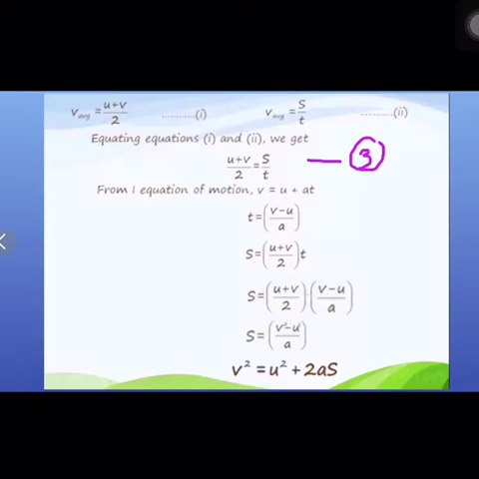Now after this, see from the first equation of motion, we know that v is equal to u plus at. From here, you just find out the value of t. What you have to do, take u on the left hand side, so this equation will become like this, and also take a on the left hand side. Then you will get the value of t.